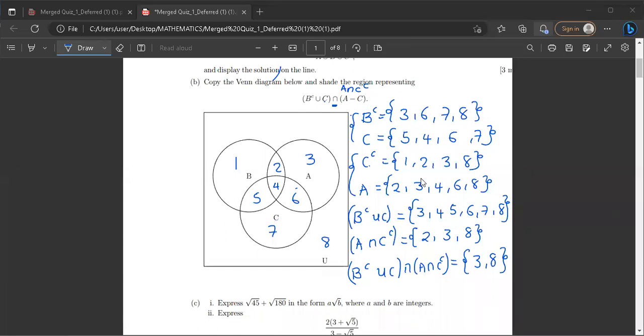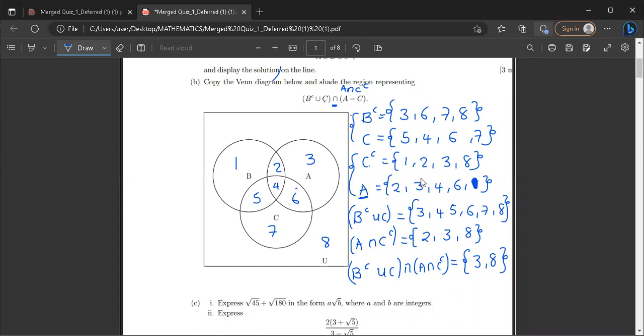Okay, so there's a mistake here that I think I made on A. You can see that our A, the 8 is not in A, right? You can see this is our A. So this 8 is not in A. Okay, so our A is just 2, 3, 4, and 6. Okay, sorry about that mistake.